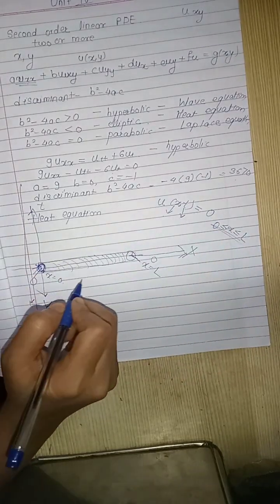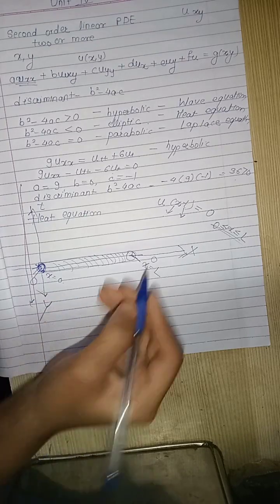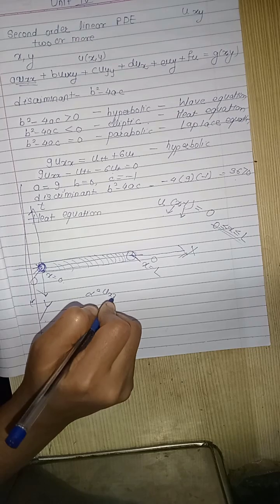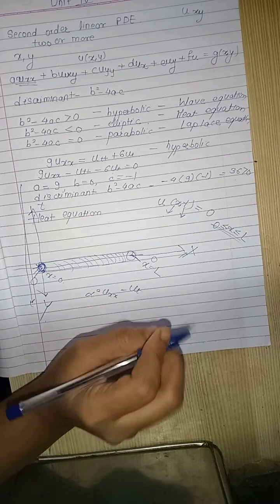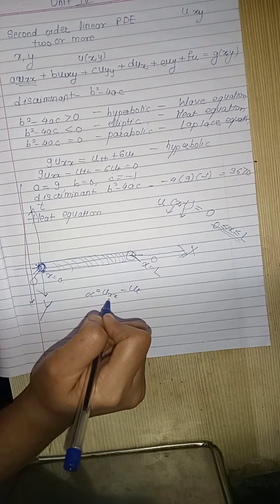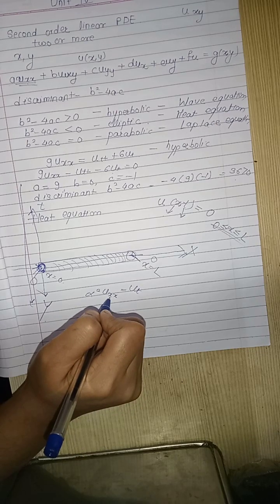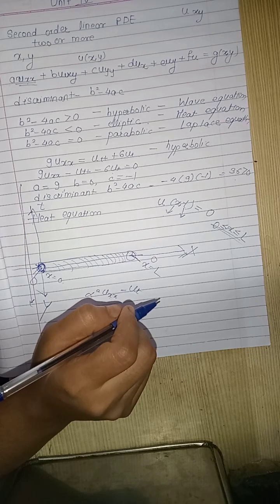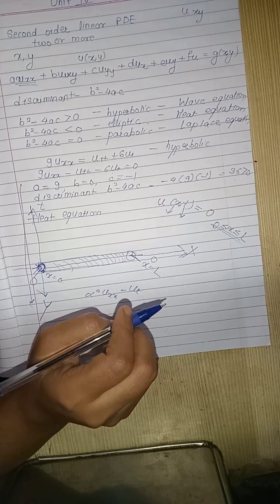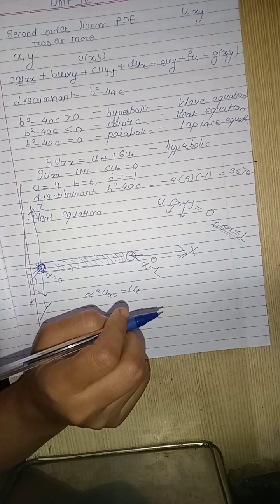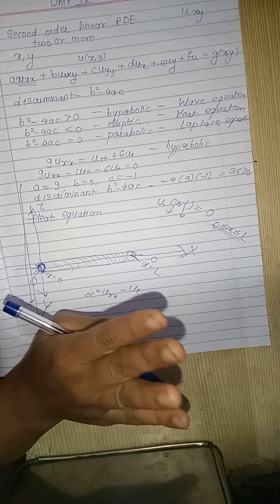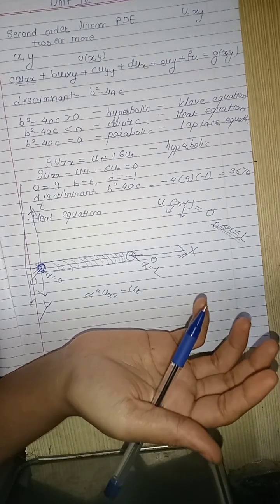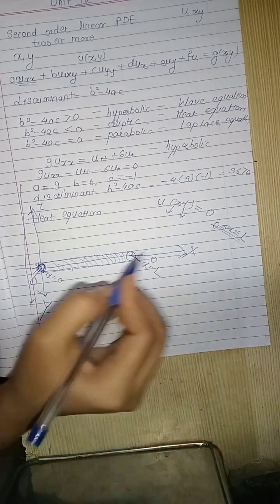This homogeneous one-dimensional heat equation is in the form alpha square u_xx equals u_t. You take the second derivative with respect to x, and the first derivative of u with respect to t. Alpha square is nothing but the constant coefficient, known as the thermal diffusivity of the bar, which is not included in your syllabus, but it's just the constant coefficient, alpha square.